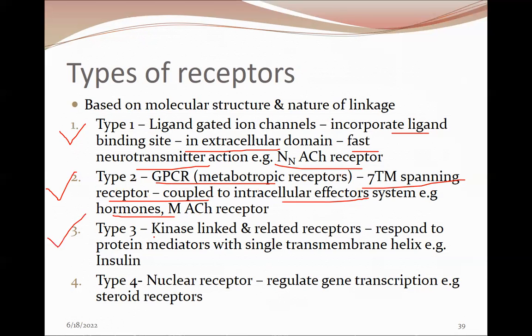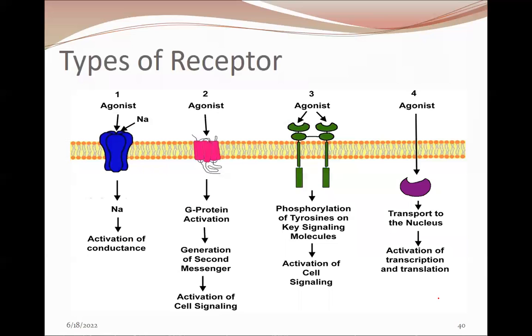And then we have the type 3 receptor, which is kinase linked and related receptors. And this responds to protein mediated signals with single transmembrane helix. And we have nuclear receptors, which are type 4 receptors, which regulate gene transcription, such as steroid receptors. So these are the various types of receptor.